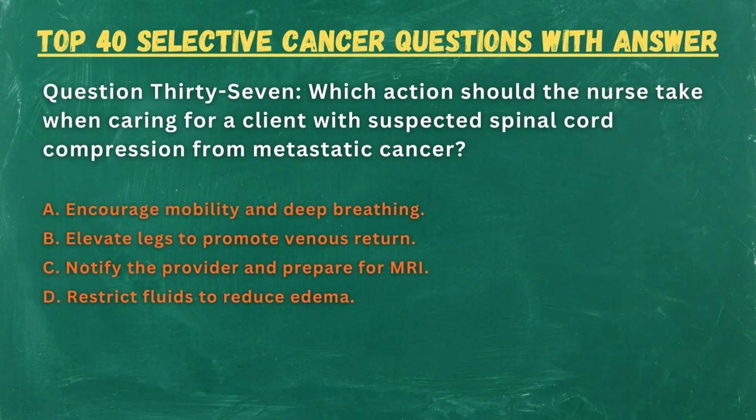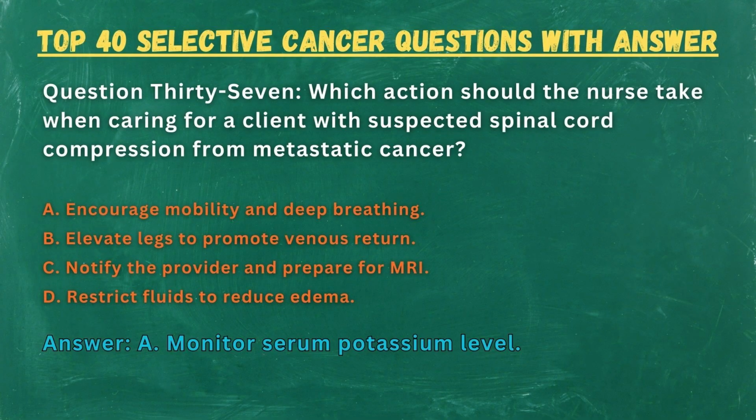Question 37. Which action should the nurse take when caring for a client with suspected spinal cord compression from metastatic cancer? A. Encourage mobility and deep breathing. B. Elevate legs to promote venous return. C. Notify the provider and prepare for MRI. D. Restrict fluids to reduce edema. Answer: C. Notify the provider and prepare for MRI.